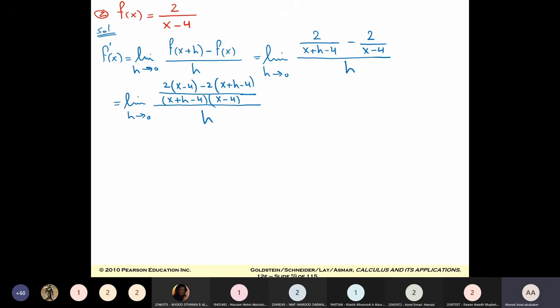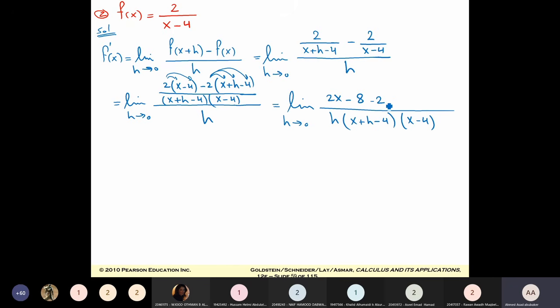Okay. Now the denominator of the numerator goes down to the denominator. So we have h multiplied by x plus h minus 4 and x minus 4. And in the numerator we have 2x minus 8, if we multiply 2 with x and with 4, and negative 2 with x and h, and negative 4. So we have minus 2x, negative 2h, and plus 8, like this.